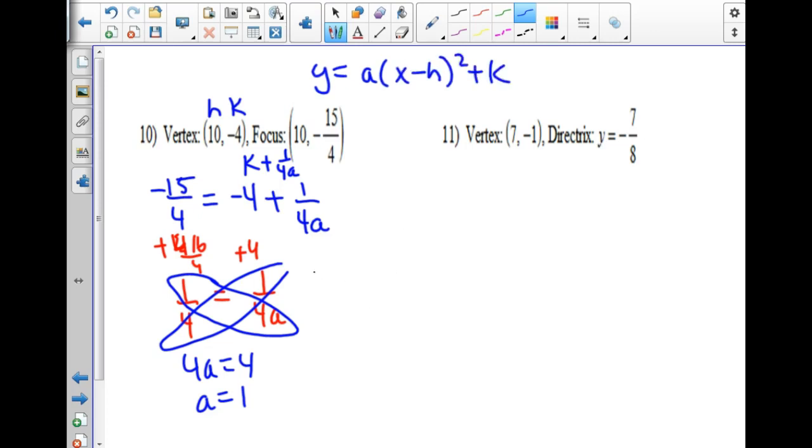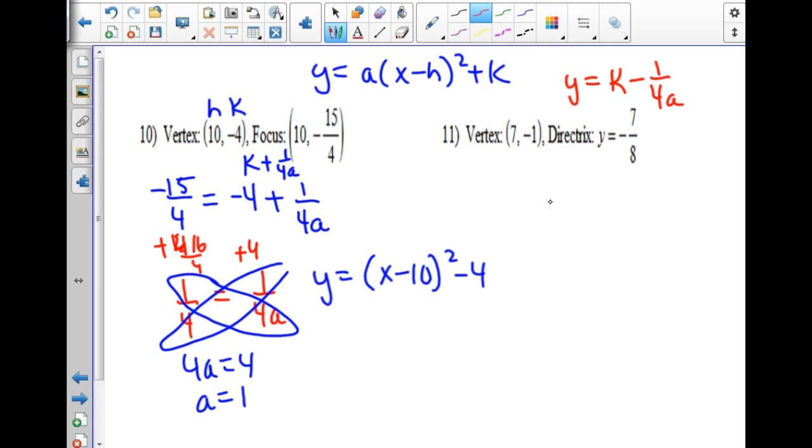So I'm going to put y equals, our a value was just a 1. You don't even need to write it there. You can put just a parenthesis, x minus 10 quantity squared minus 4. Okay, remember that the directrix is found by doing k minus 1 over 4 times a.